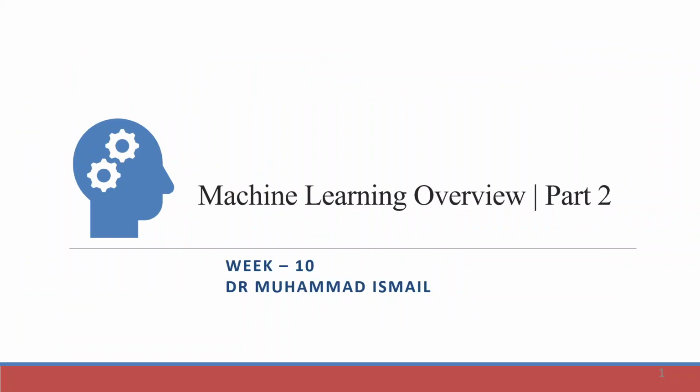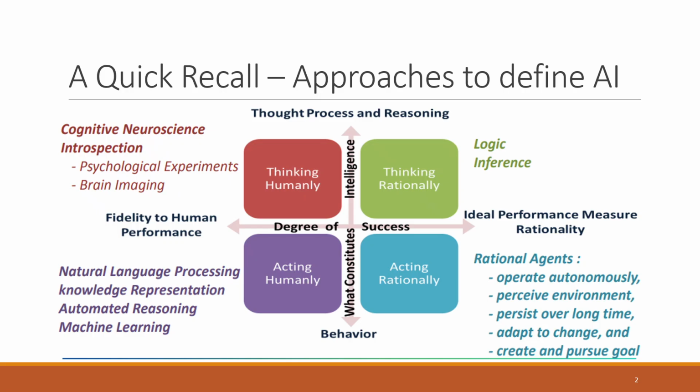Welcome back to part 2 of machine learning overview. In the previous lecture, we discussed what machine learning is, the definition of machine learning, and the difference between AI, ML, and DL. We discussed supervised machine learning, unsupervised machine learning, and reinforcement learning. In this lecture, we are going into further details about these topics. But before going into their details, let's have some overview about the approaches that are being followed in AI.